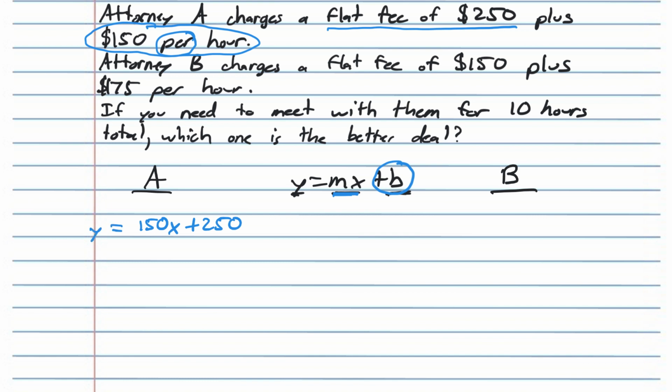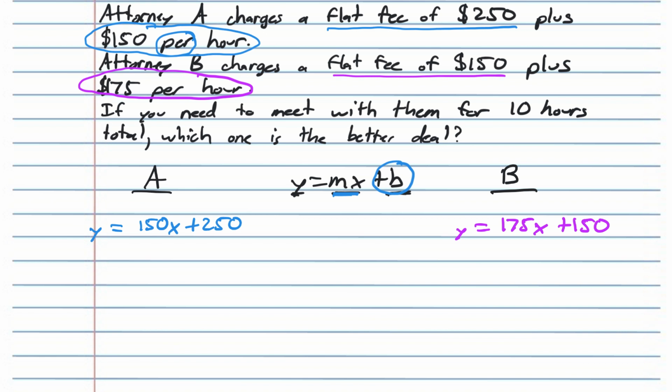Now for attorney B, we change colors. So attorney B, flat fee of 150. Well, again, that's our B value. So we know it's going to be at the end plus 150. Again, no matter what, if you only meet with them for like a minute, you still have to pay them $150. And then plus, sorry, 175 per hour. So that's going to be the 175x. Again, we don't know what the total is yet. Okay, so we have an equation for both, and now we can easily figure it out.